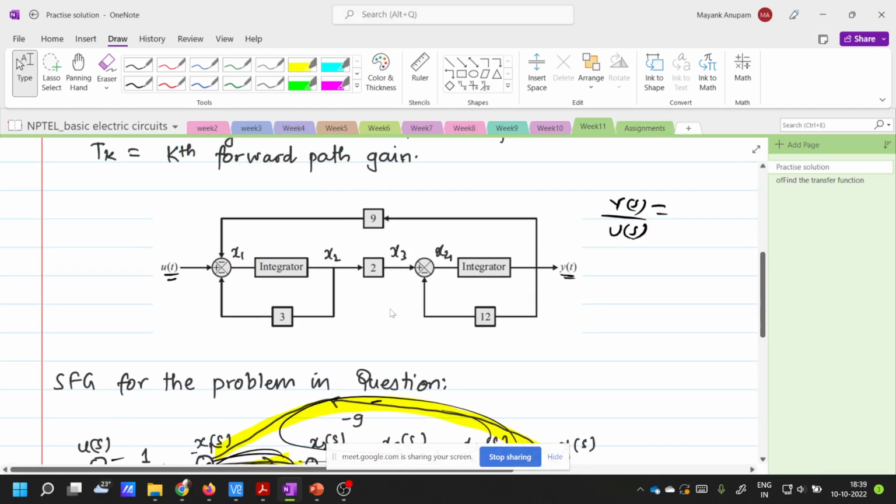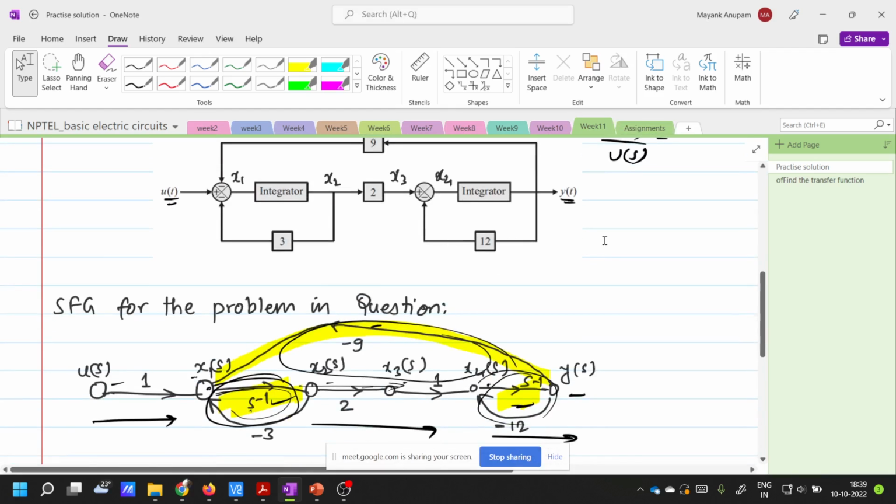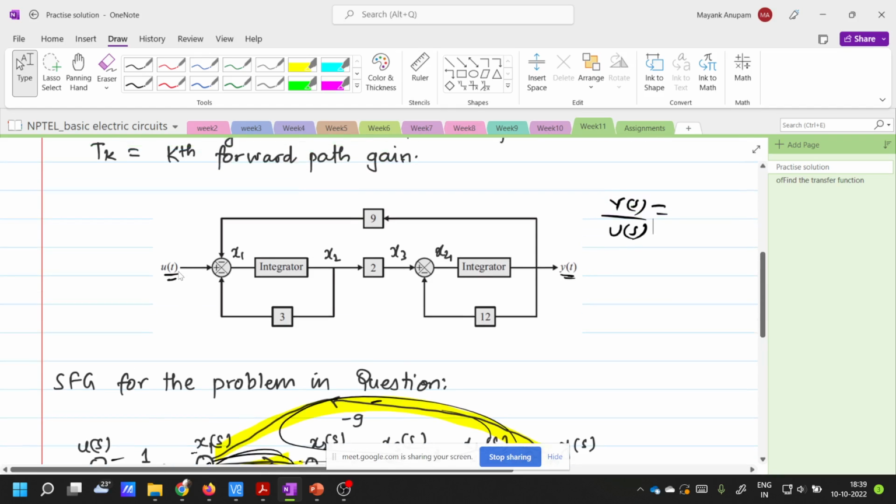Fine. So how do you find the equivalent SFG, signal flow graph representation, of a block diagram? You first write all the nodes, all the signal nodes. You first name all the signals. So here this is named already, u(t), and this is y(t). By the way, we will be naming everything in terms of the Laplace domain. So this will become U(s), this becomes Y(s).